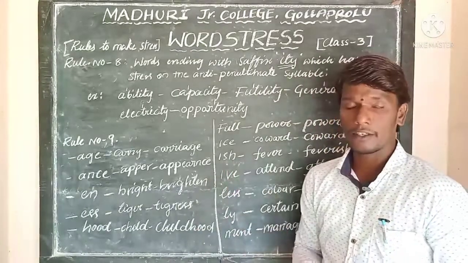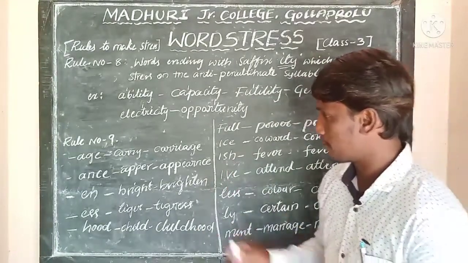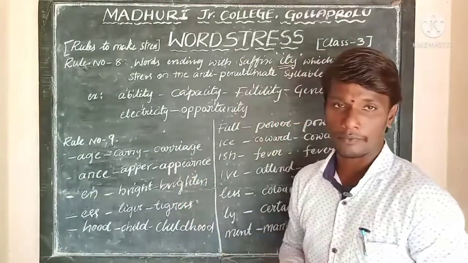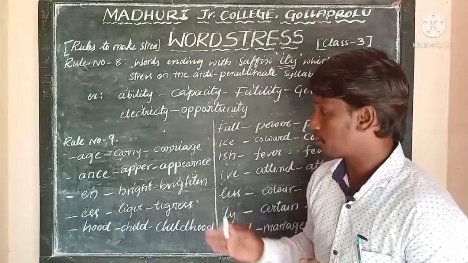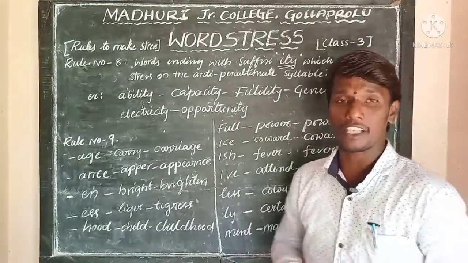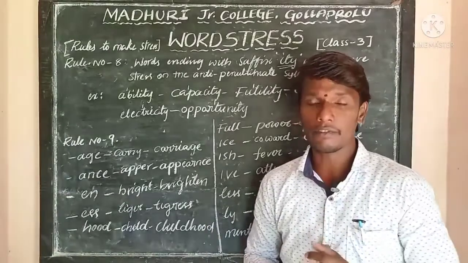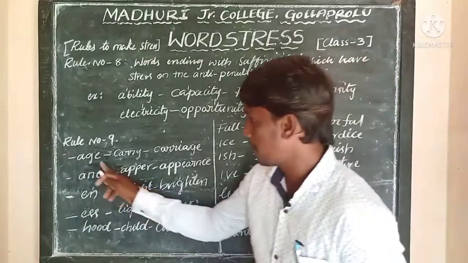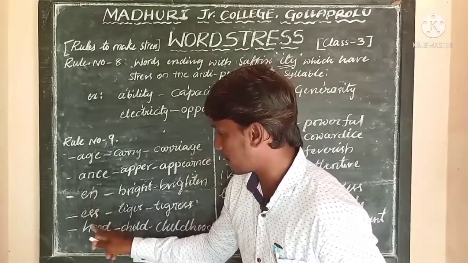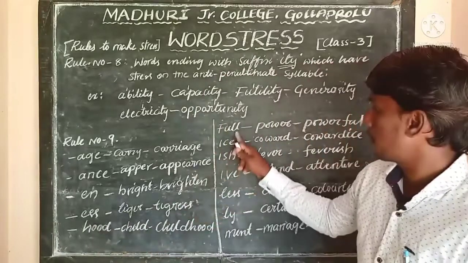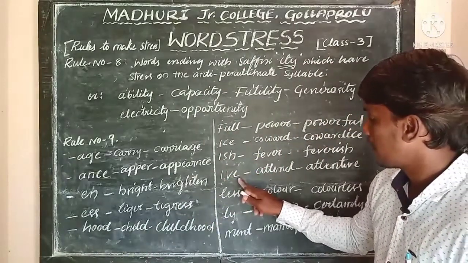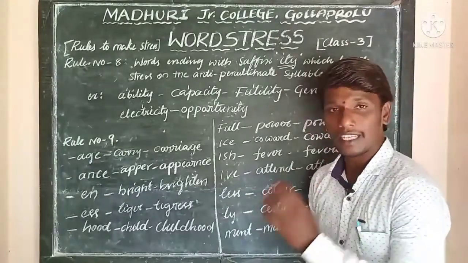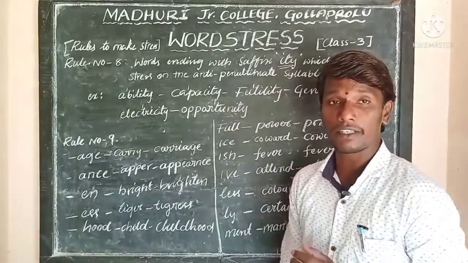And the last rule of word stress is that stress does not change when words end with derivational suffixes. Here, when words end with derivational suffixes, stress is not affected. For example, age, ance, ness, hood, ful, ish, ive, less, ly, and ment. So these are the derivational suffixes.